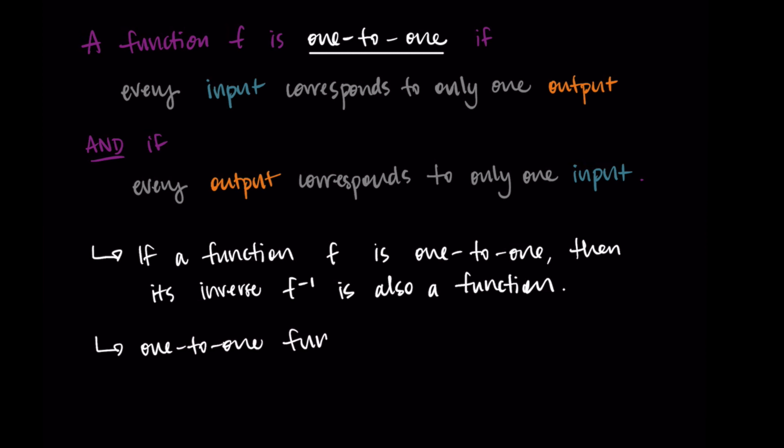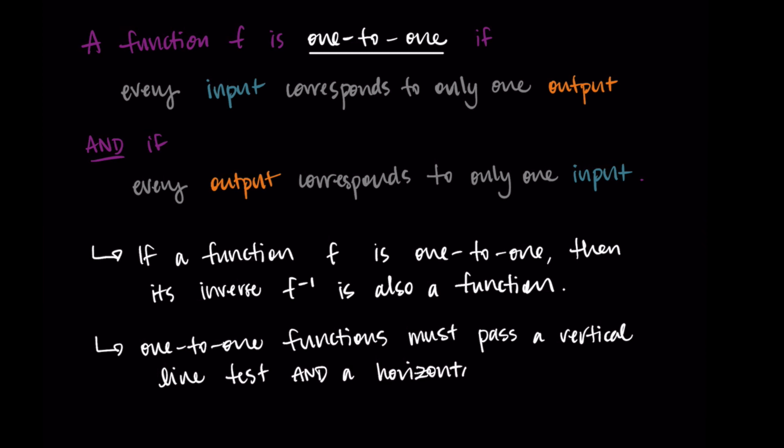What this tells us is that 1-to-1 functions must pass a vertical line test and a horizontal line test. So the vertical line test told us that every input has one output, but now we can repeat this horizontally, where every output must have only one input.